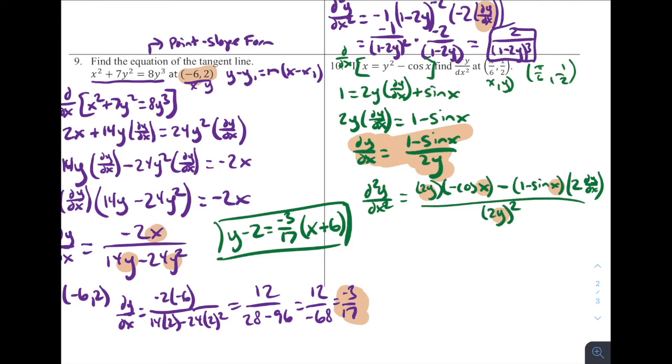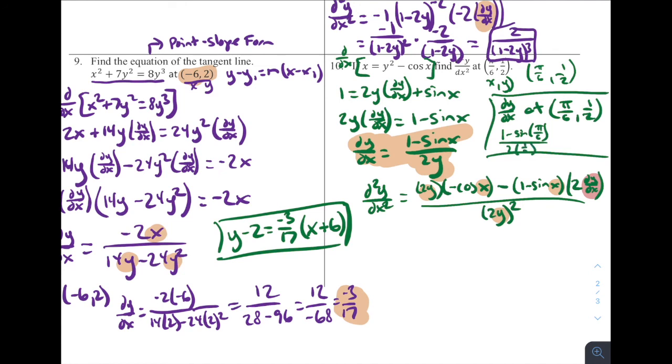The only thing that we're going to need that we don't currently have is that dy dx at that specific value. So I'm going to just pause and do a little bit of side work right here. I want to find dy dx at pi over 6 comma 1/2. And so if we plug in, that's going to be equal to 1 minus sine of pi over 6 divided by 2 times 1/2. So that denominator is going to be 1. 1 minus sine of pi over 6 is a half. So this is going to be equal to 1/2 divided by 1, which is just 1/2. So here in red, dy dx at that value is 1/2.